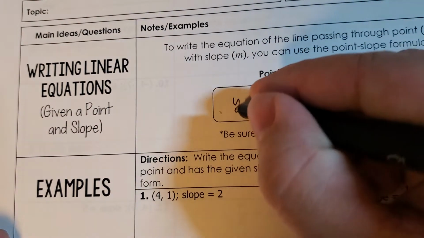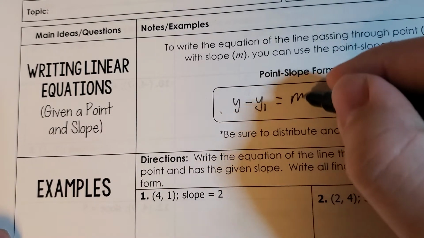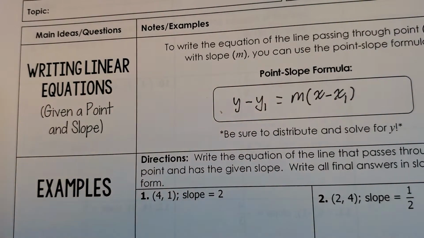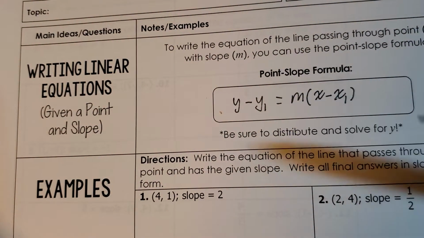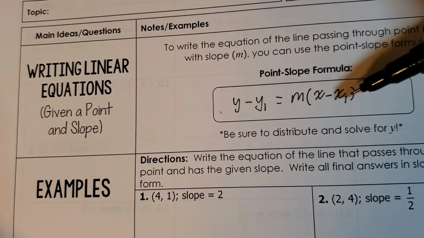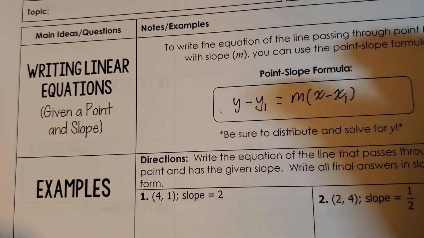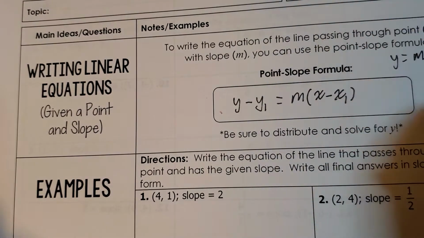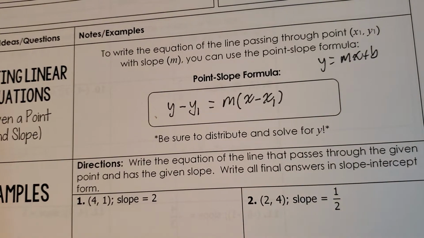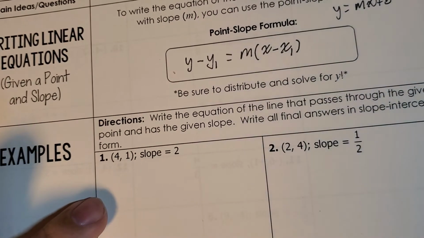So this is y minus y1 equals m times x minus x1. We're going to be given m, the slope, and then we are going to be given y1 and x1. And then from that, we're going to try and make a formula in the form of y equals mx plus b, right? We're going to try and put it back into that form. Okay, so let's look at this one here.